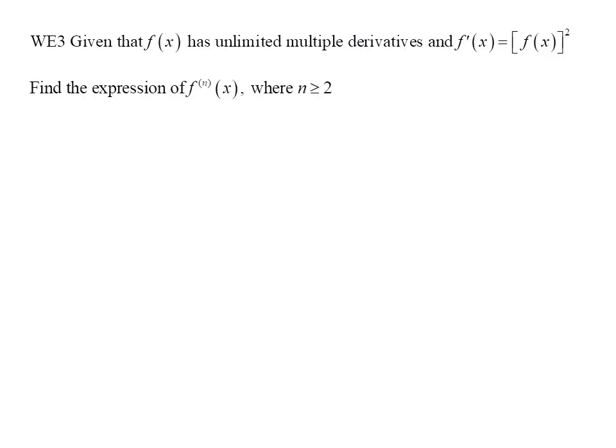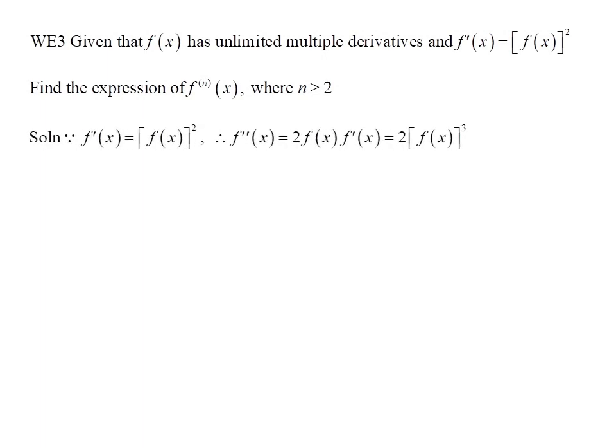Example 3 is to find the expression of the nth derivative of f of x, where n is greater than or equal to 2, given that f of x has unlimited multiple derivatives and f prime of x equals the square of f of x. Since f prime of x equals the square of f of x, the second derivative of f of x equals 2 f of x times f prime of x. It equals 2 times the cube of f of x.